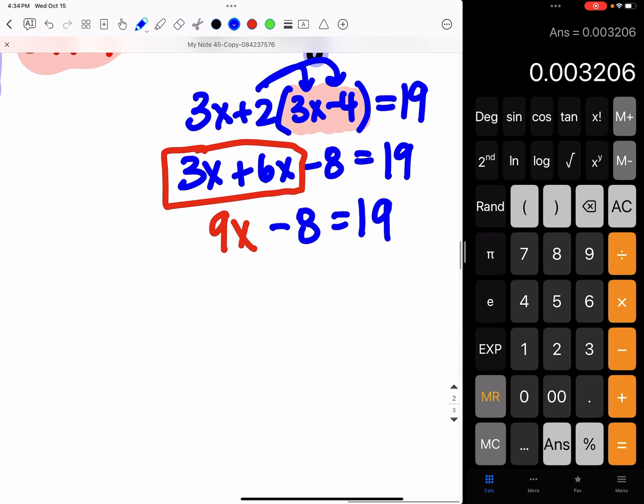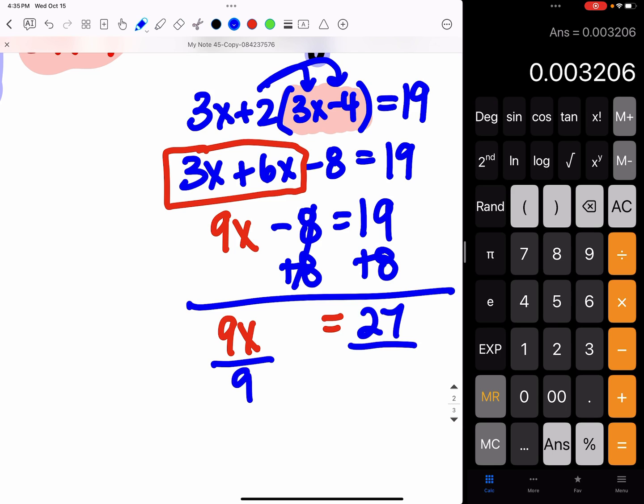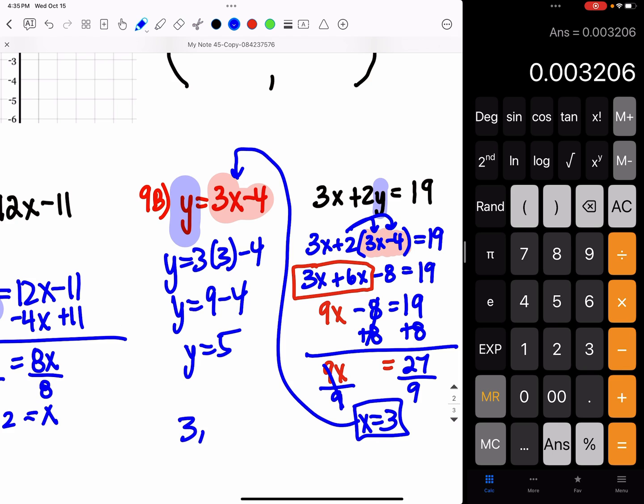Let's add the 8 to both sides. And 9x's equal 27. Divide by 9, x's equal 3's. All right, if x's are 3's, we come back up to here. Y's are 3 times 3 minus 4. Y is 9 minus 4. Y's equal 5, so we're 3, 5.